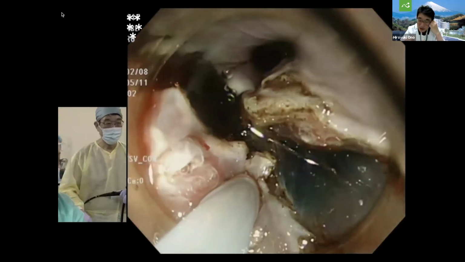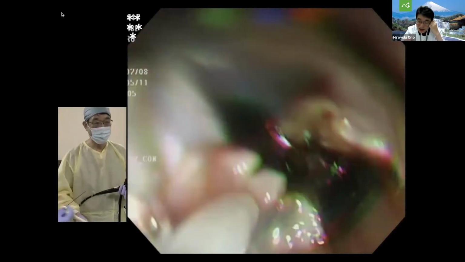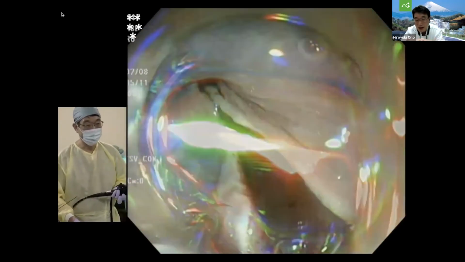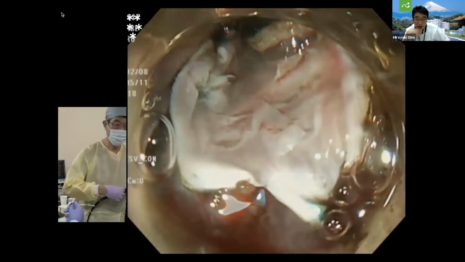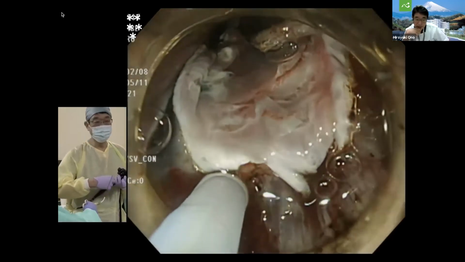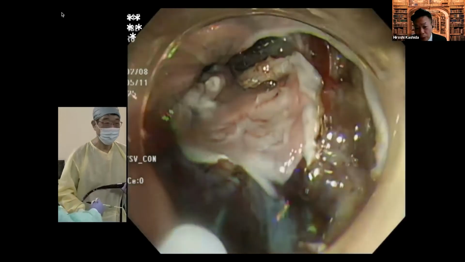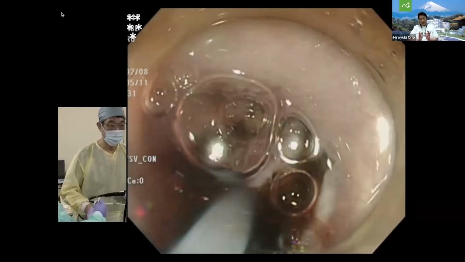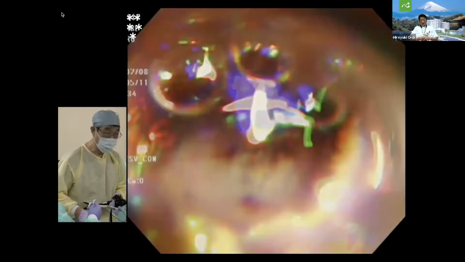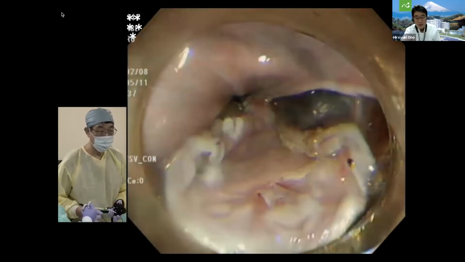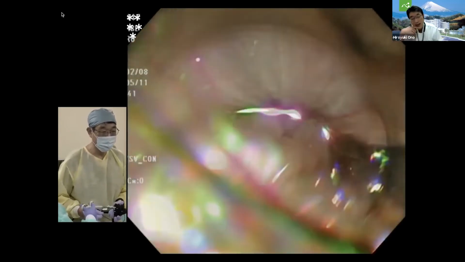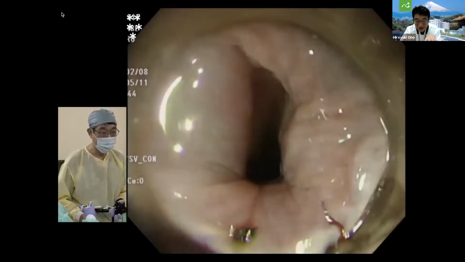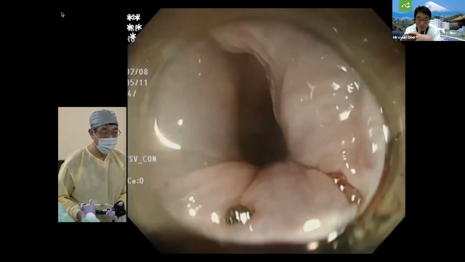Here you can see the blue submucosal layer. So this area is not so difficult to dissect. The oral side looks more difficult. Maybe the most difficult side is oral, this part. Maybe it's difficult to dissect. So first I dissect the distal side.